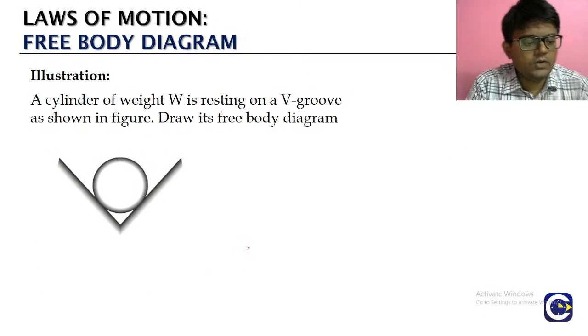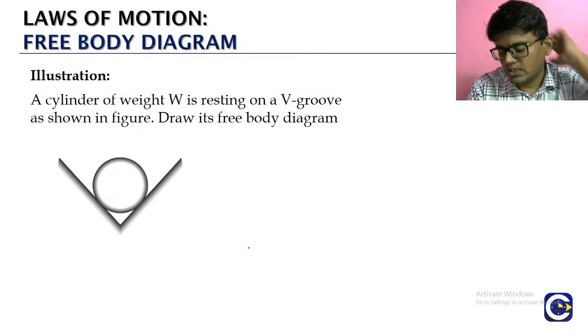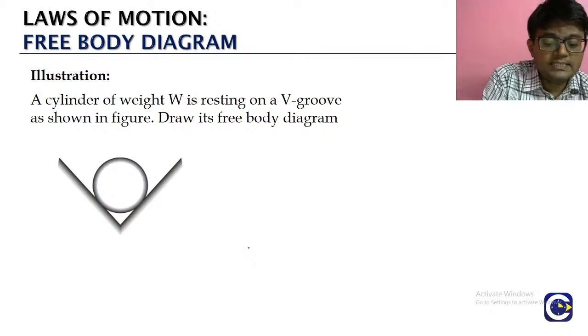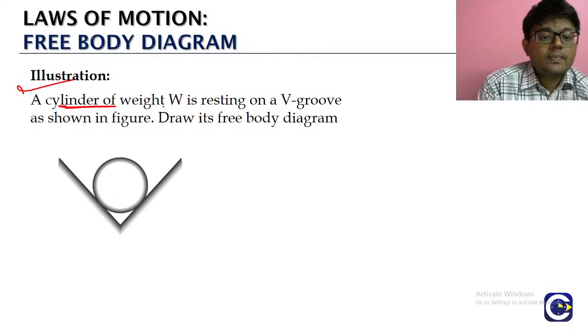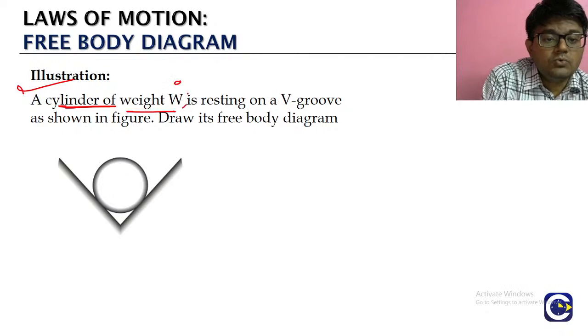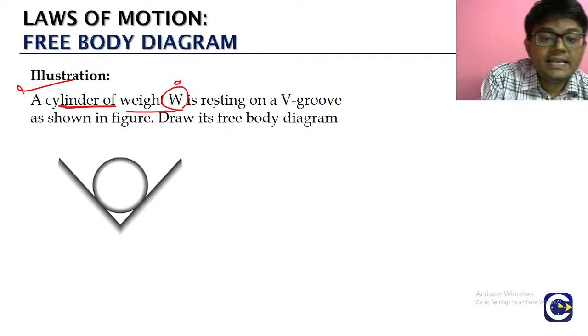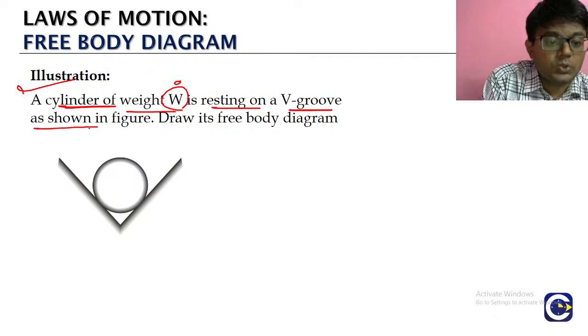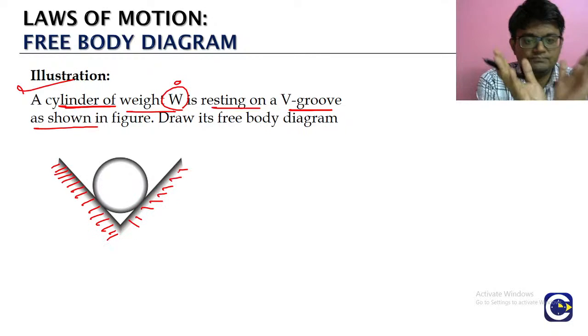Okay. So now we'll go to the next example. I want you guys to take some time and draw the free body diagram. There is a cylinder here, of weight W. What is the weight of the cylinder? It is given as W, resting on a V-shaped groove. You can see here, what is the groove? The groove here is V-shaped. It is like this.